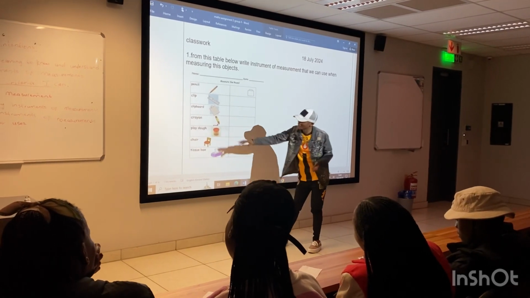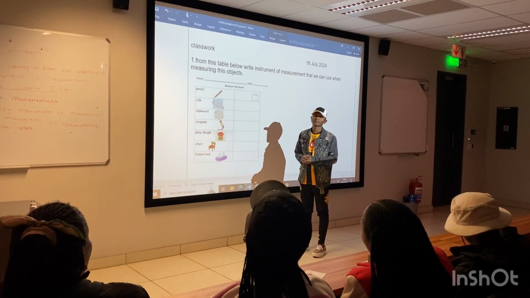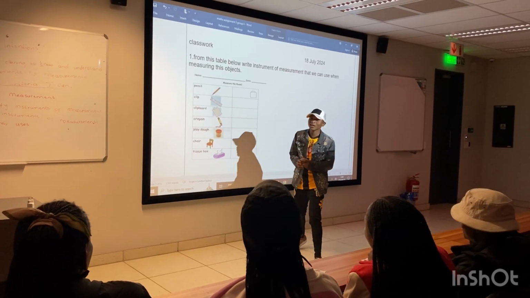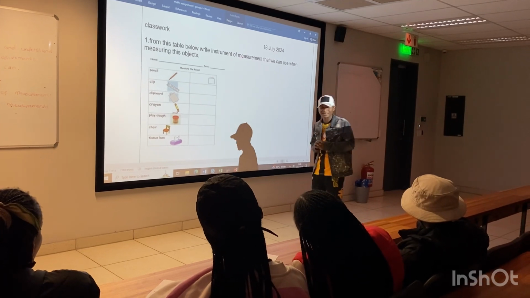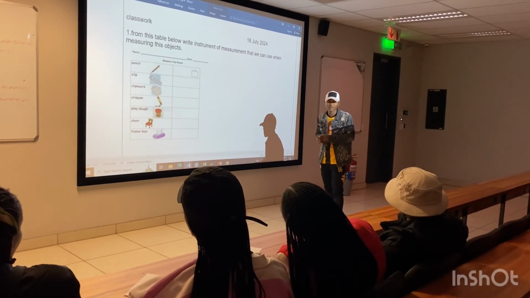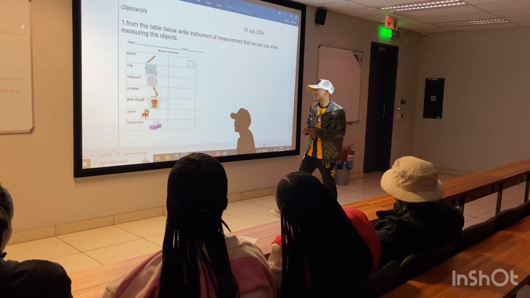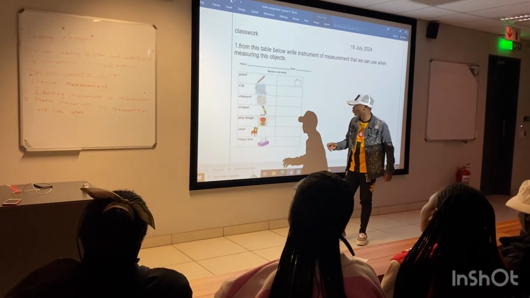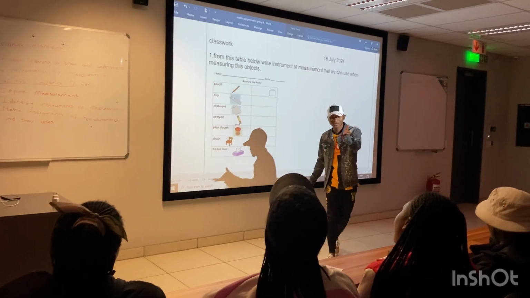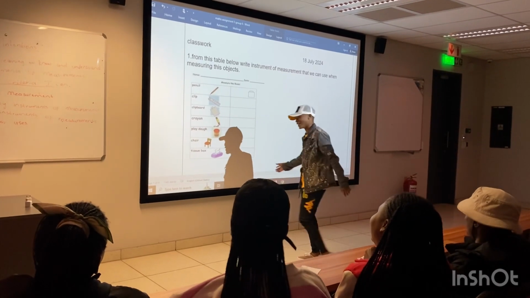Number F is a chair. What instrument can we use to measure a chair? A tape measure, right? Yes. The last one is a tissue box. A ruler, right?